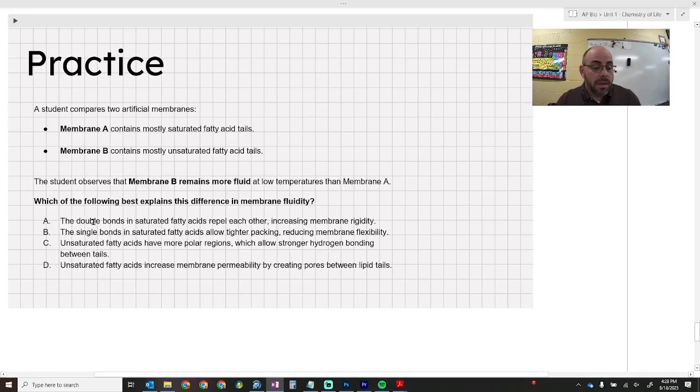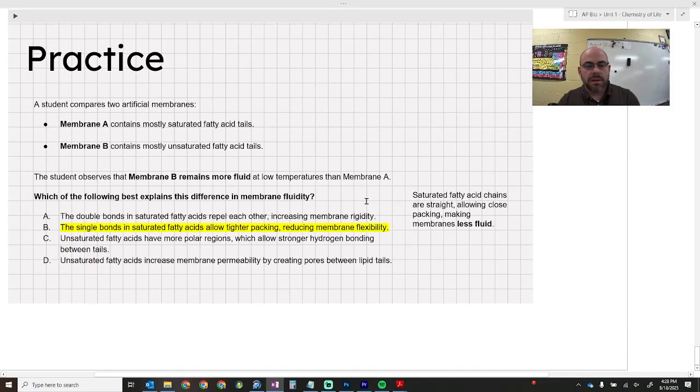Double bonds in saturated fats, that's already wrong. I'm done. There aren't double bonds in saturated fats, right? Single bonds in saturated fats allow tighter packing, reducing membrane flexibility. I like that one. It's not wrong, but I'm a little unsure, right? So let's look at C. Unsaturated fatty acids have more polar regions. Yeah. Unsaturated fatty acids increase membrane permeability by creating pores. What? We should have gone with B before reading C and D because C and D were so silly. B is the correct answer. Yeah, makes it less fluid.